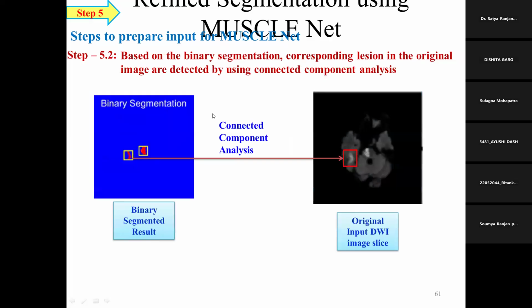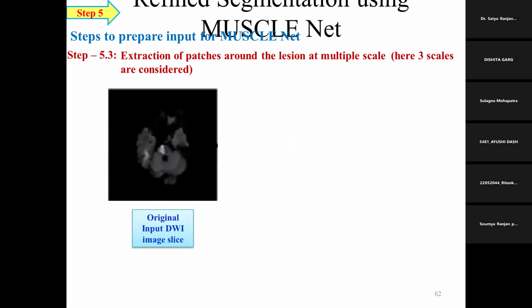After the binary segmentation, they go for some connected component analysis, because their aim is to find out whether it is a true positive or a false positive. Through connected component analysis, what they do is extraction of patches around the lesion at multiple scales. Here they have considered 3 scales.